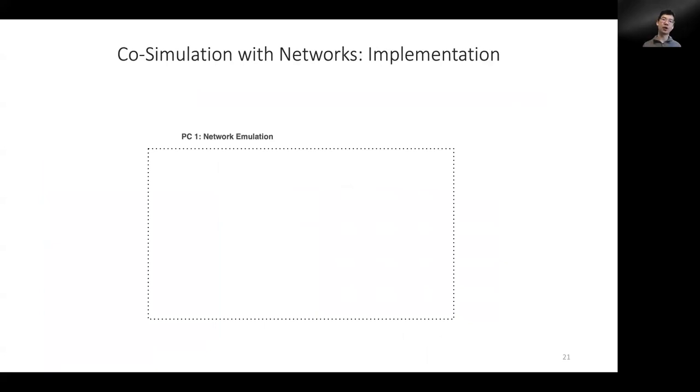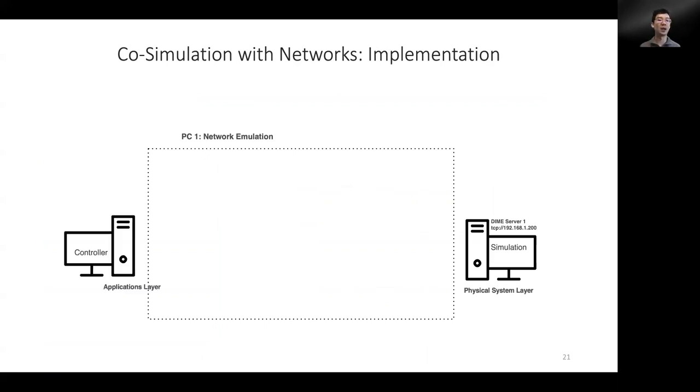The cyber-physical co-simulation with communication network is implemented using 3 PCs. The first one is for network emulation, and the second one is for power system simulation, because power system simulation is processor, at least CPU, intensive. We don't want it to slow down the rest of the simulation. And the third one is for applications, because those applications can be proprietary programs running on Windows.